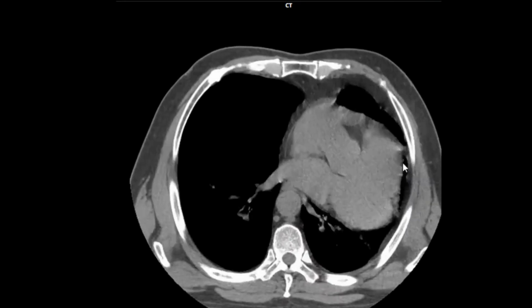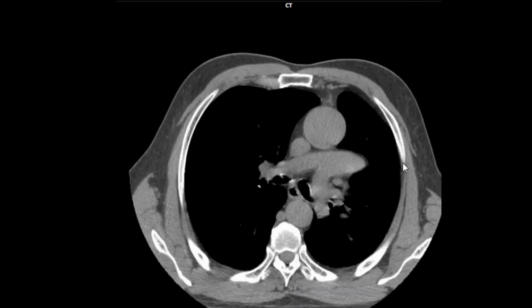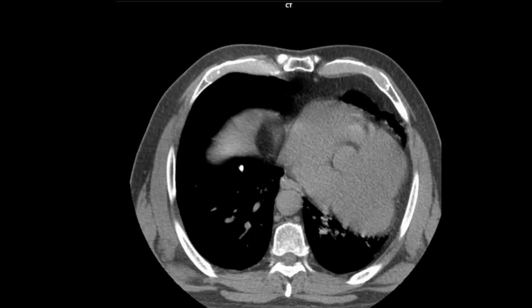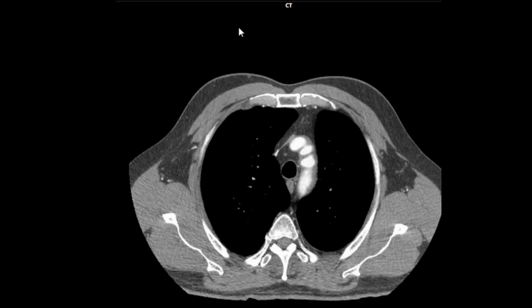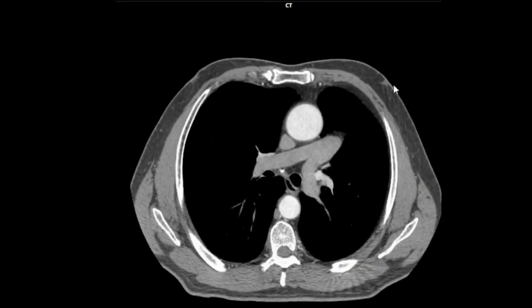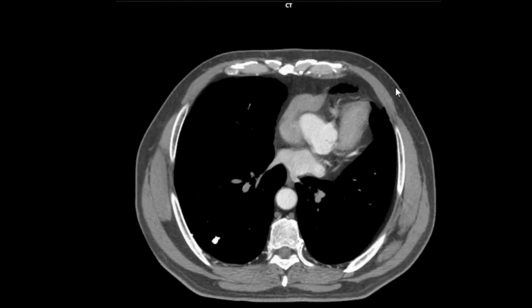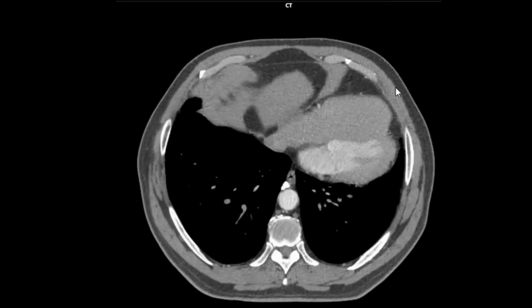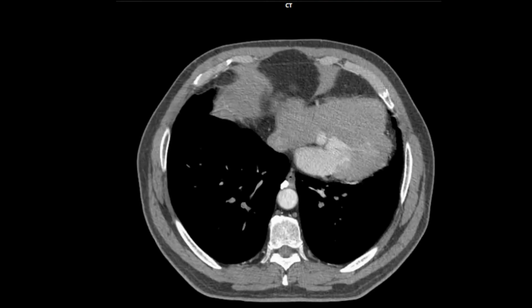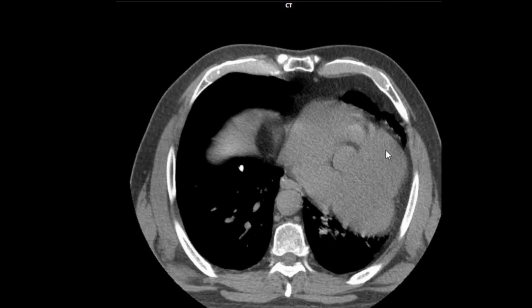And so here we see a pretty abnormally positioned heart into the left hemithorax. And the patient had another imaging exam just a few days later. And again, we see that the heart is somewhat displaced towards the left, but to a different degree compared to the prior exam. This is a non-acute case, and this is an example of congenital absence of the pericardium.